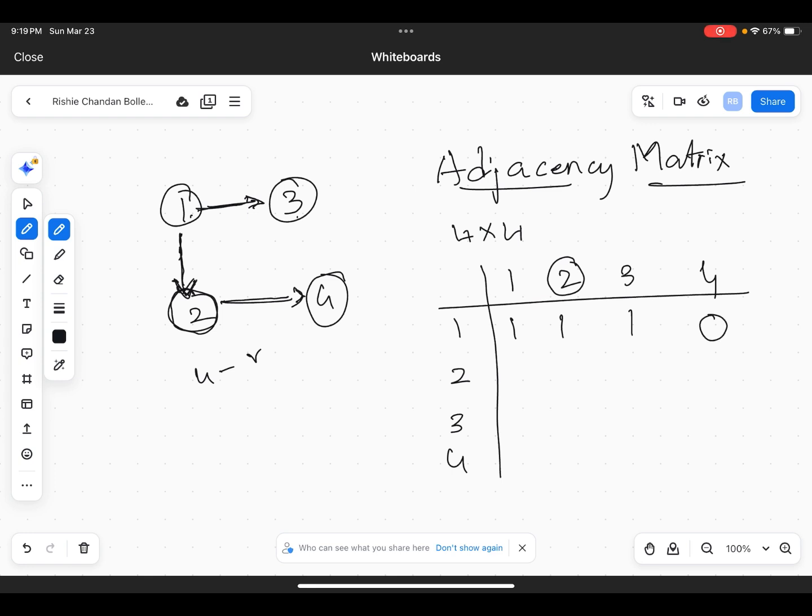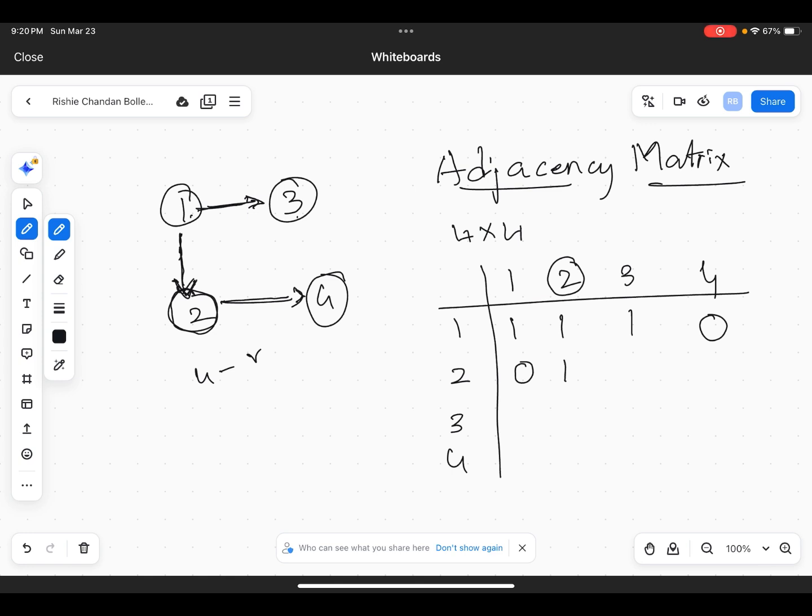Let's come to the second vertex. Is there a direct edge from 2 to vertex 1? There is an edge, but it is directional, and if the direction had been like this, we would have put a 1 here, but the direction is opposite and we cannot reach 1 from 2 directly. So I'm going to put a 0 here. And if you consider the same vertex, we are always going to be able to reach it. So I'm putting a 1 here.